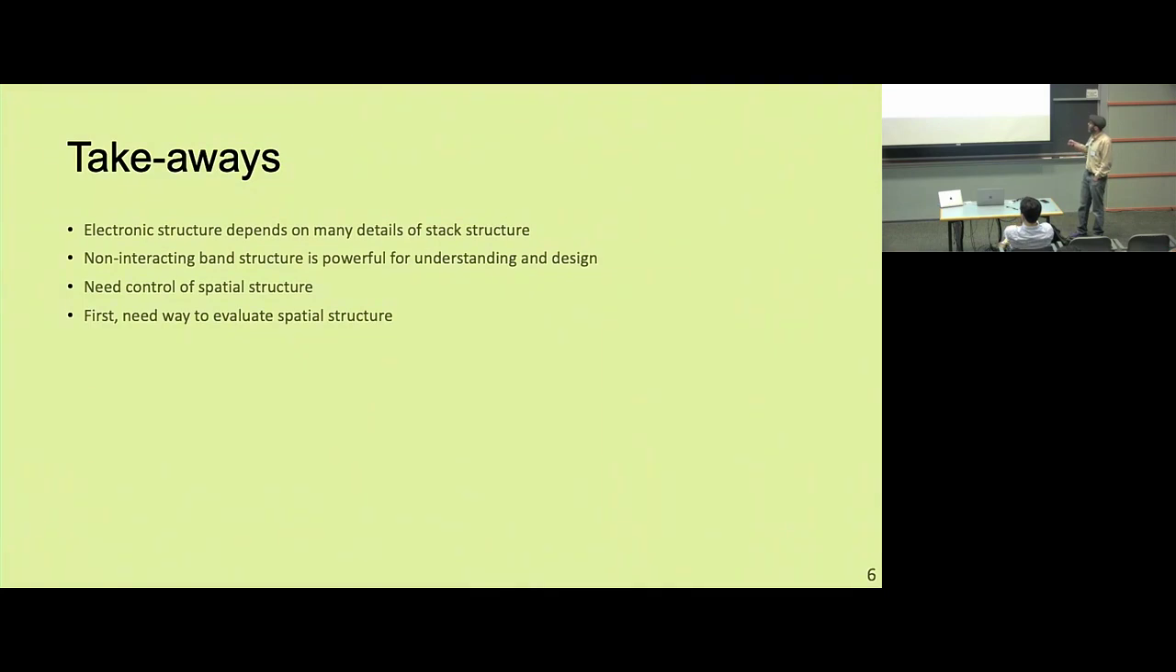We need to be able to control the spatial structure, because the spatial structure has such a tie to the electronic structure. And what we've come to is realizing that as we try to develop better ways to control the spatial structure of a stack, we need a way to efficiently and accurately evaluate that structure, because if not, we're sort of flying blind. So let me give you the two promised physics vignettes.